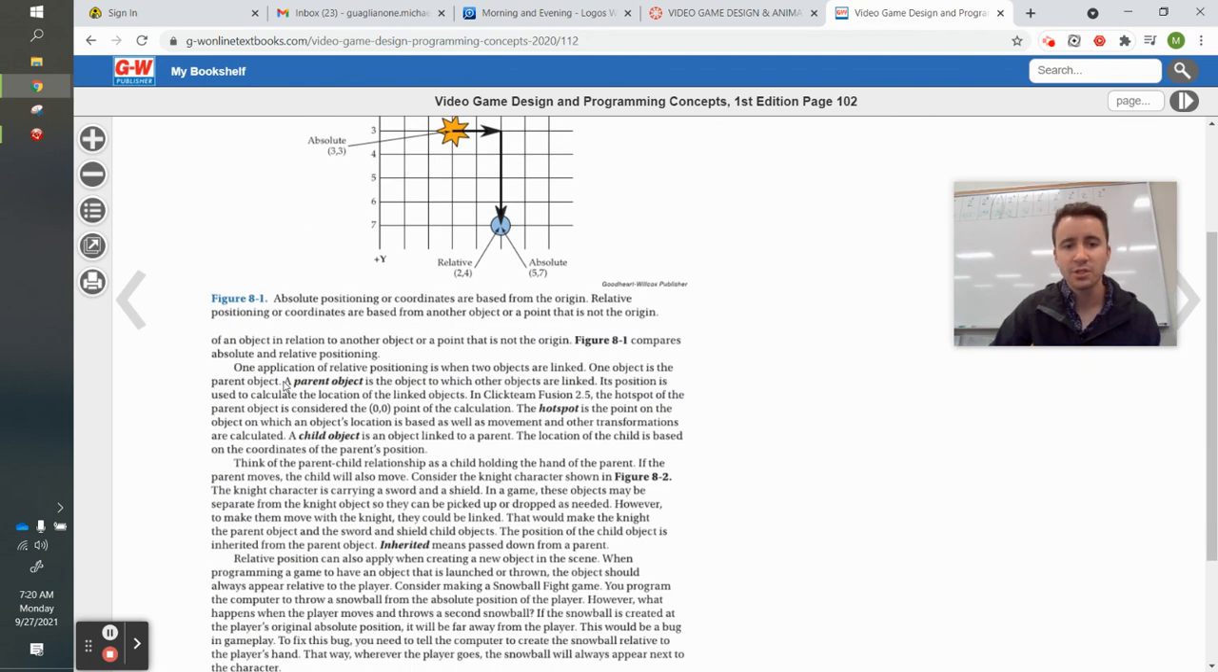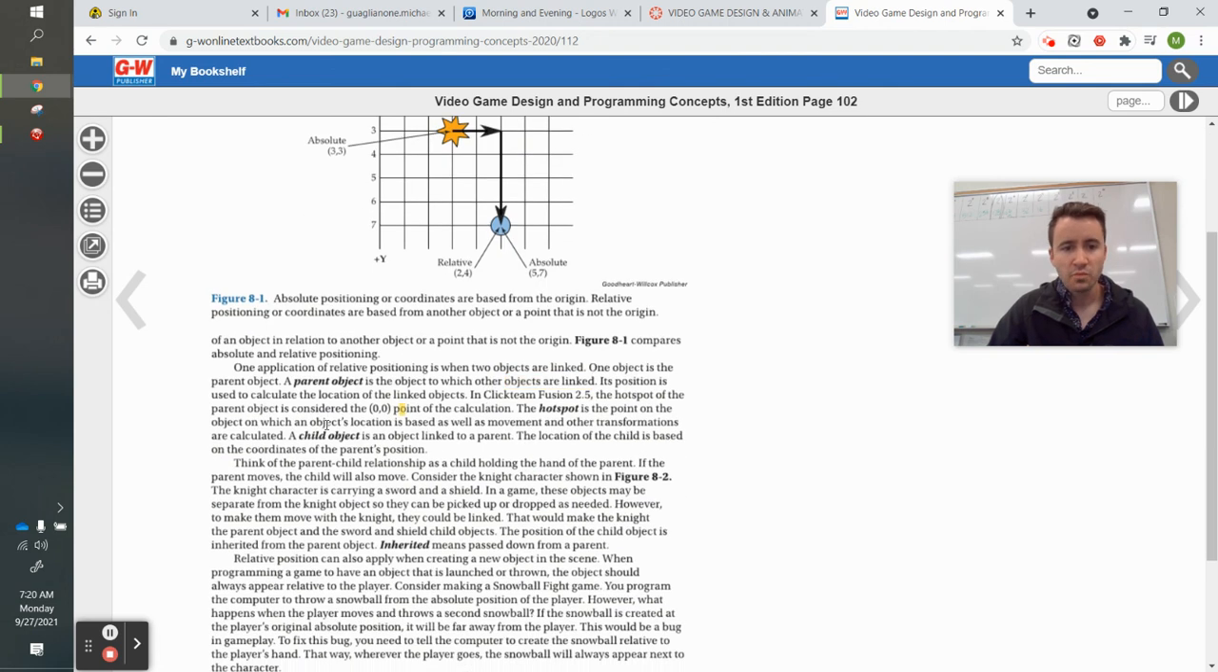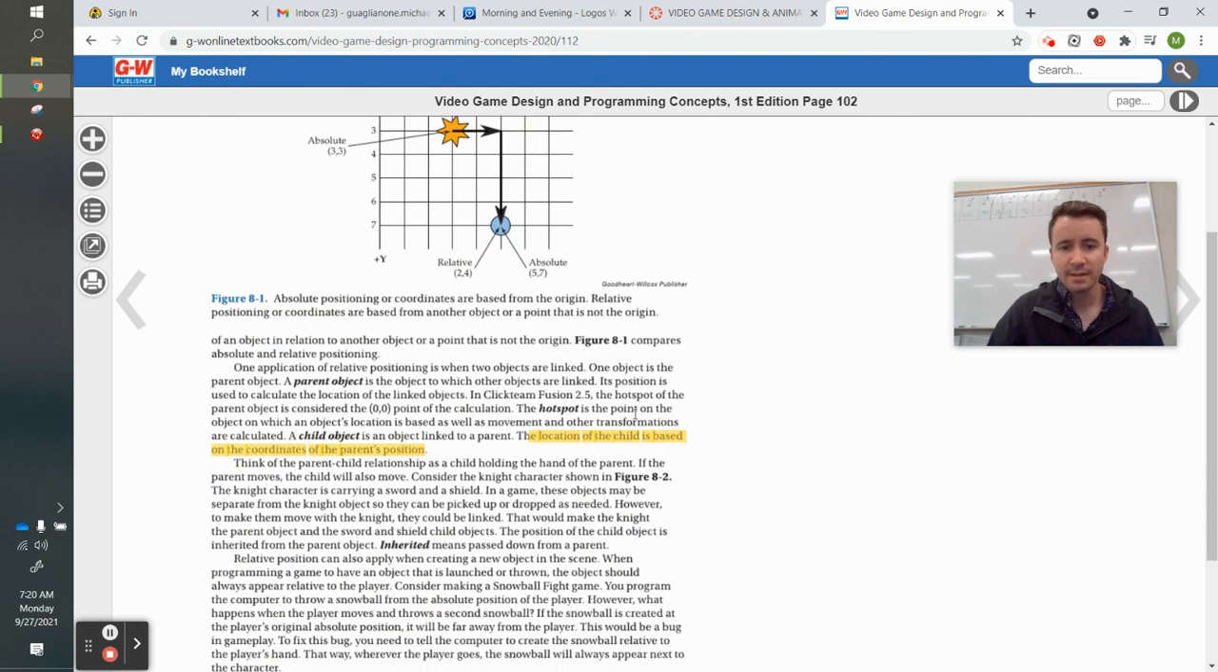And then there's other two words that are used to discuss this. So one is called a parent object, which is the main object to which other objects are linked. And so in this case, this would be the parent object as it moves. The child object is an object linked to the parent. So the location of the child is based on the coordinates of the parent's location. So this one right here is based on this point here. So this would be considered the parent. This would be considered the child. So I think you can probably understand that.